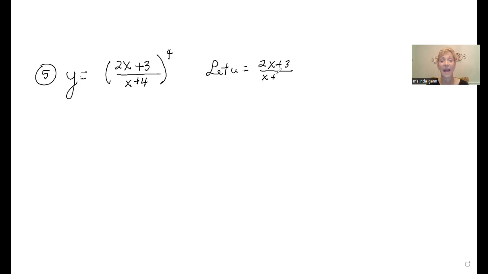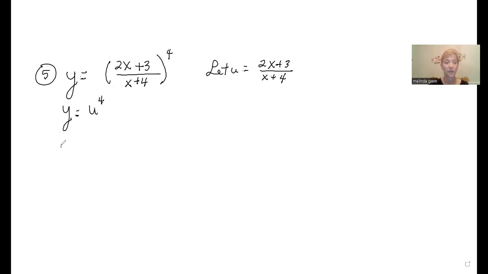Because I wish I had a single letter to a power. So I made my own wish come true. Once, remember, I'll decide what to let u equal. I put u back in my original problem. I substituted in, so that's going to be u to the 4th. That looks a whole lot better than that thing.